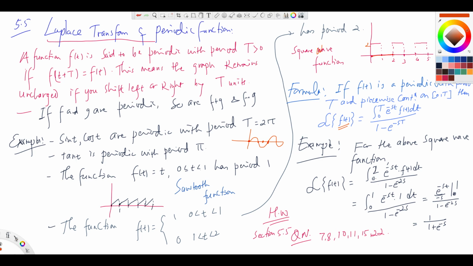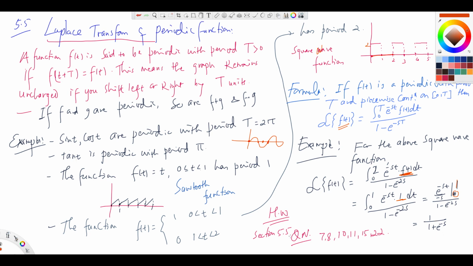Now what you do is, this 0 to 2 has 0 between 1 and 2 and 1 between 0 and 1. So that part will be 0. You just consider 0 to 1 only in the integral because the other part is 0. e to the negative st times 1, because f(t) is 1 in that piece, over whatever we had. Then you find the integral of that, e to the negative st over negative s, with the limits 0 through 1. You plug in the limits and simplify, and you'll get 1 over 1 plus e to the negative s. Okay, this is what you get.